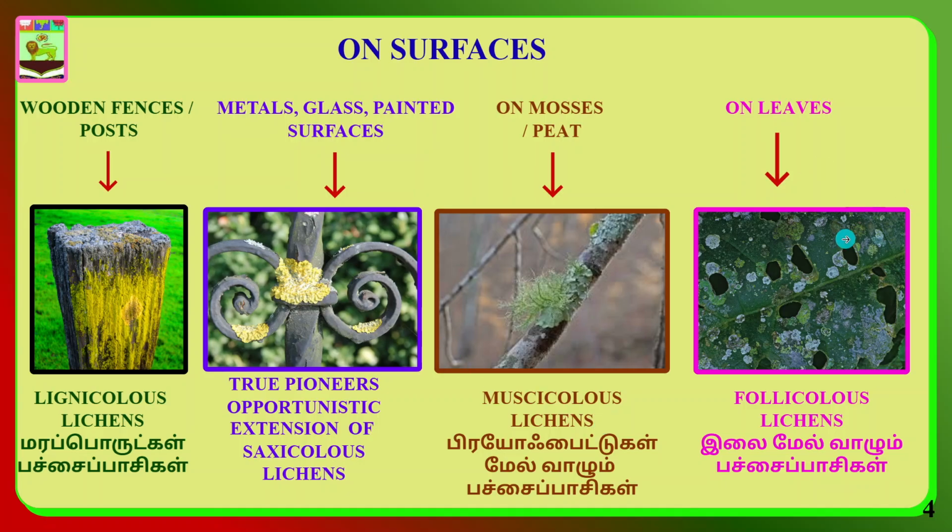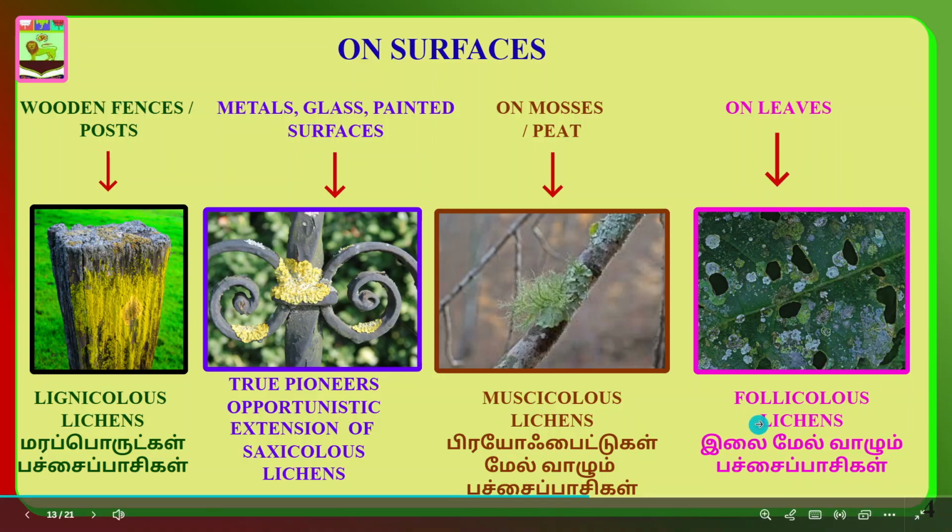And sometimes you can also see the lichens present on the leaves like this. You can see there is a leaf very clearly, and patches of greenish, ash colored, dark green colored structures. These are all lichens. In those cases they are referred as foliicolous lichens.